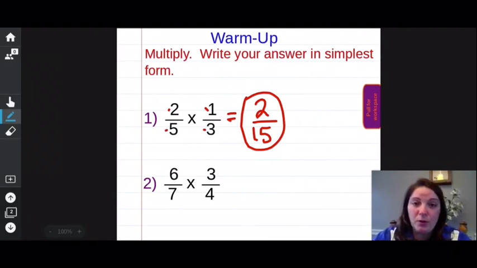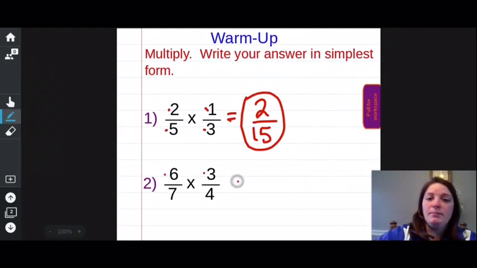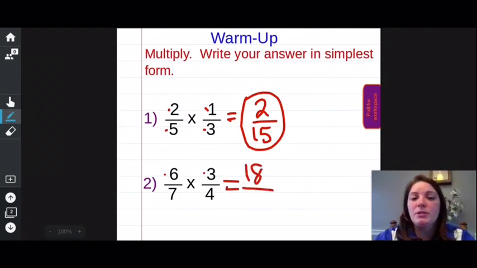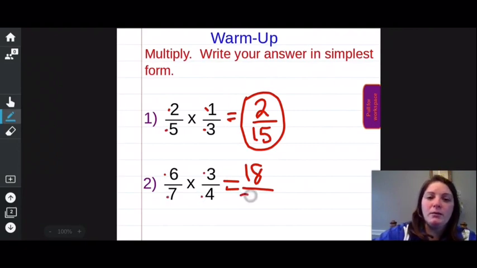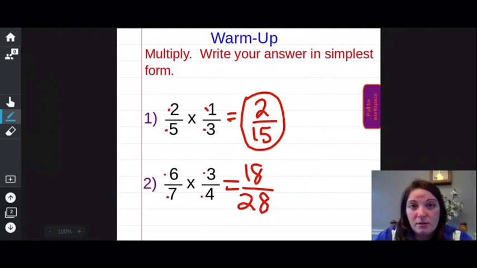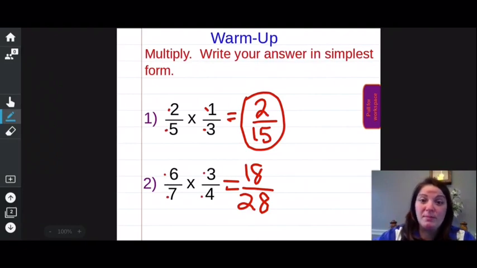6/7 times 3/4. Multiply your numerators. 6 times 3, 18. And then multiply your denominators. 7 times 4, 28. Ask yourself, can I simplify this? Are there any times tables that would give me 18 and 28? Yeah, the 2 times table.